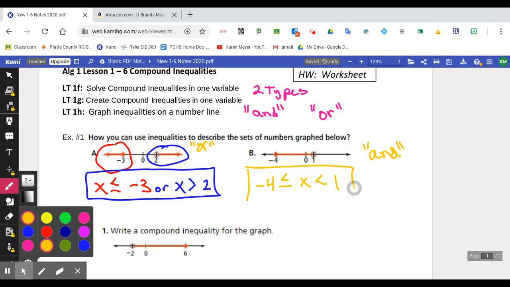And here's your answer. You should notice with the and problems that your inequalities should both be the same. So they're both less than. Now you can have the or equals to part or not, but you can't have a greater than and a less than in the and problem.